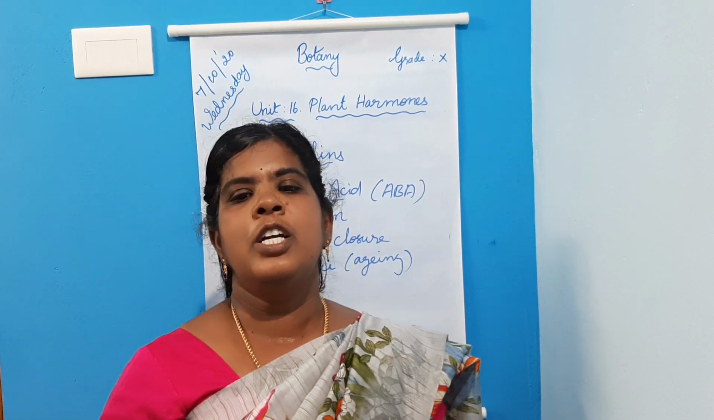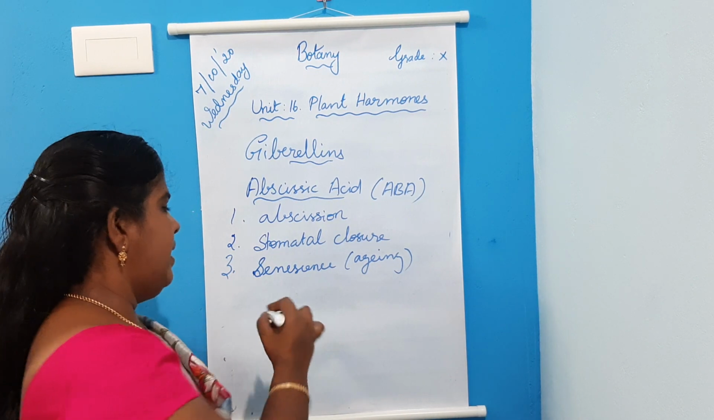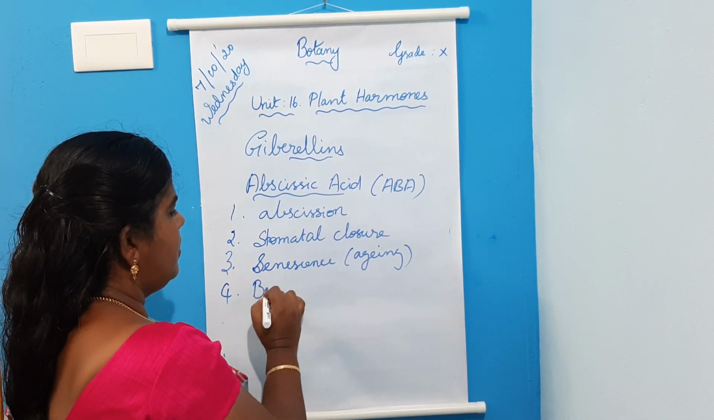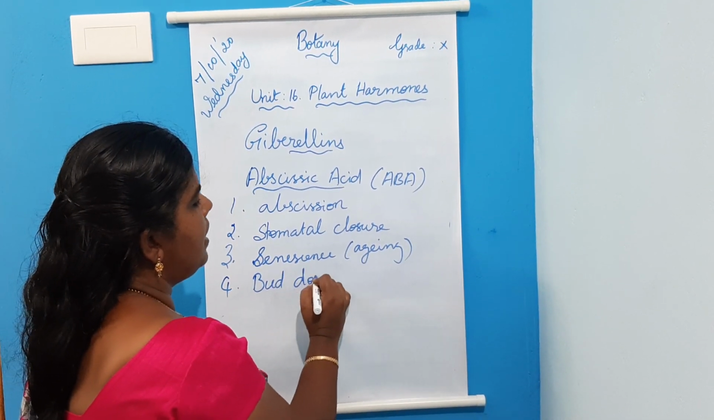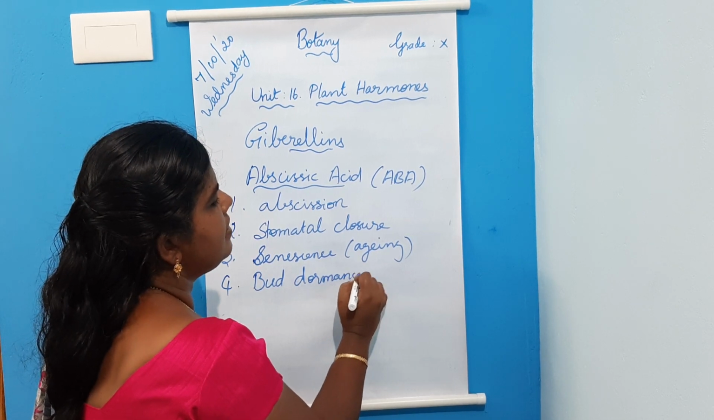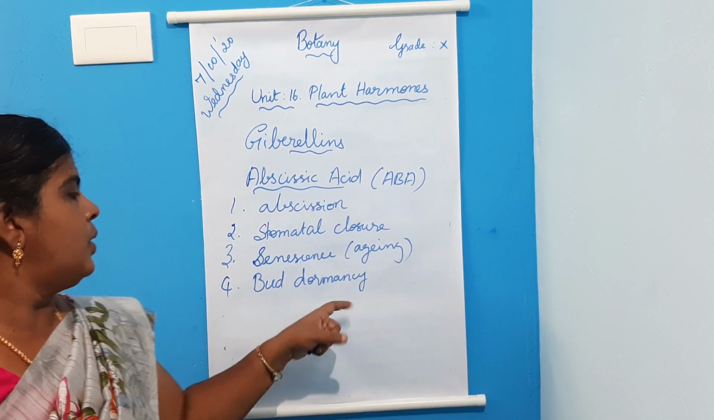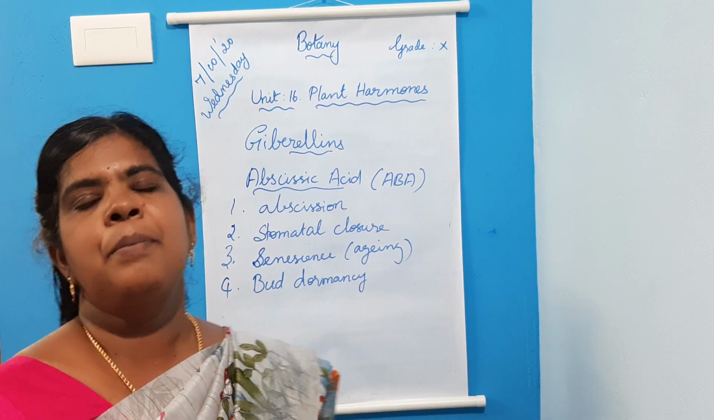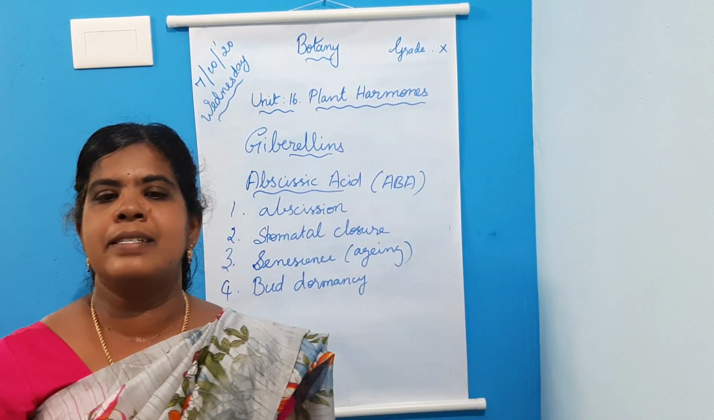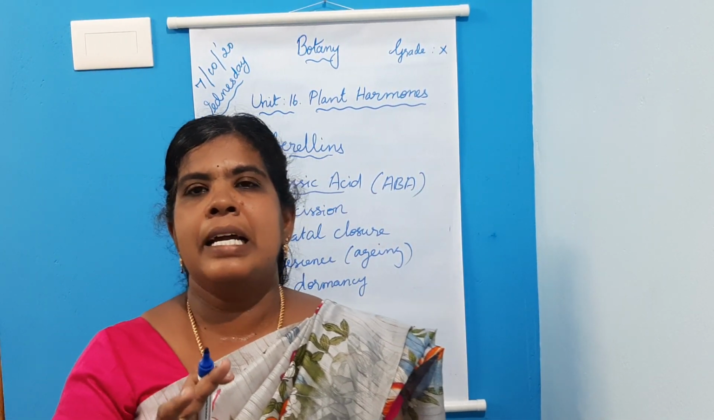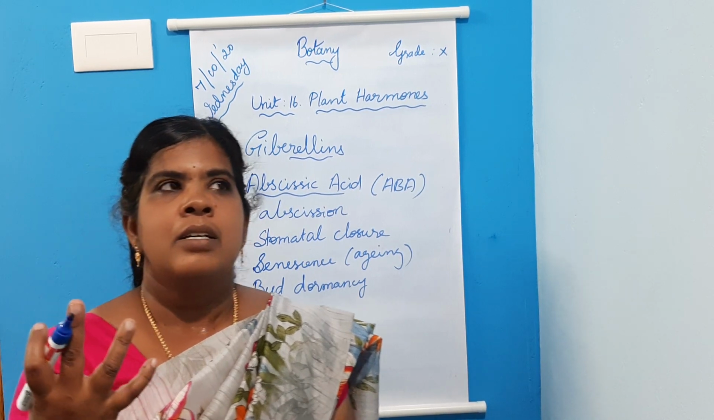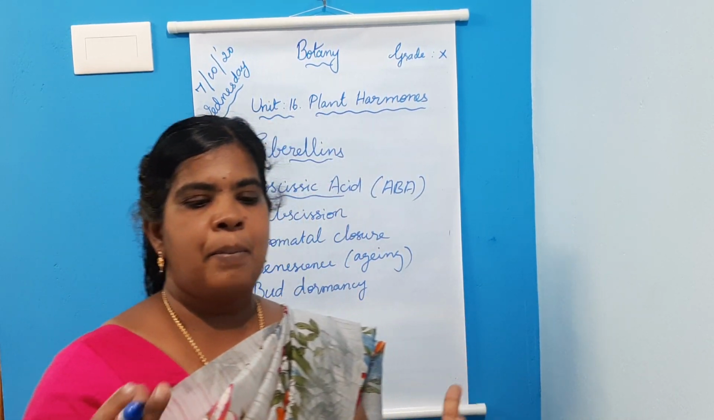Then ABA induces bud dormancy. Next one is bud dormancy. It induces bud dormancy. Dormancy in the sense deep sleep. Fifth one is ABA or abscisic acid is a powerful inhibitor of lateral bud growth in tomato plant.